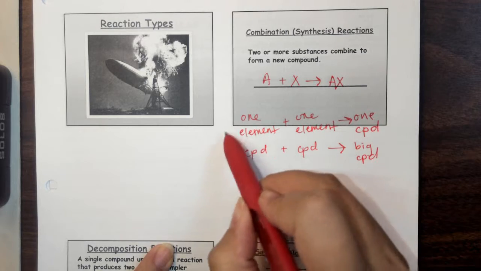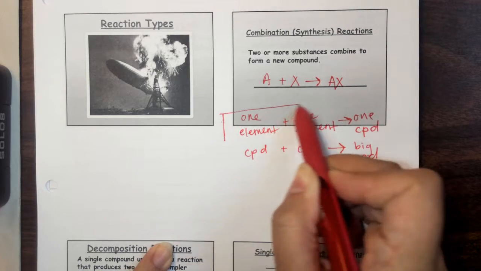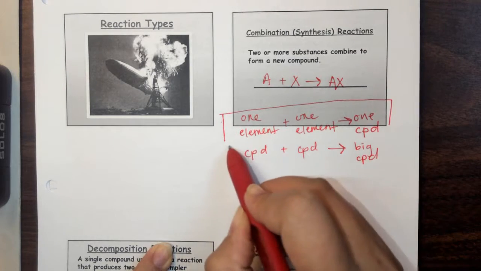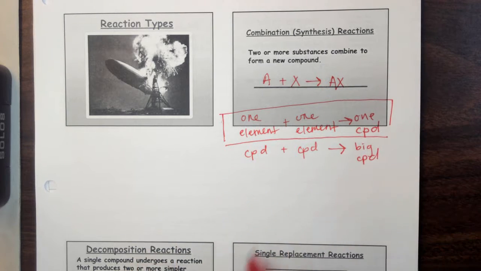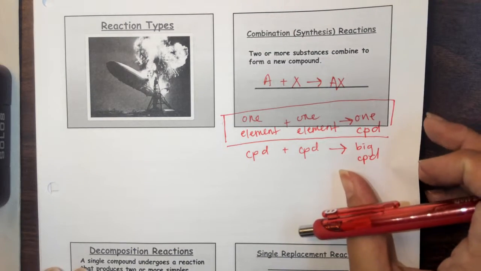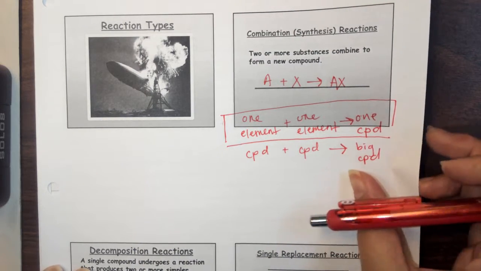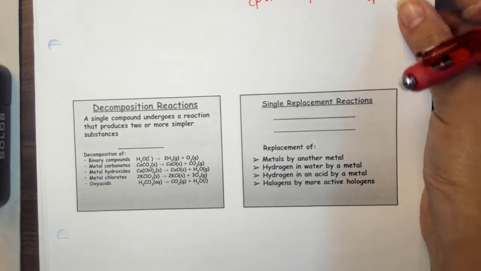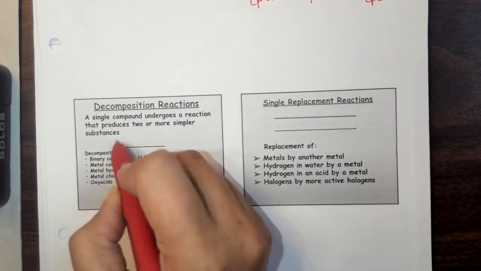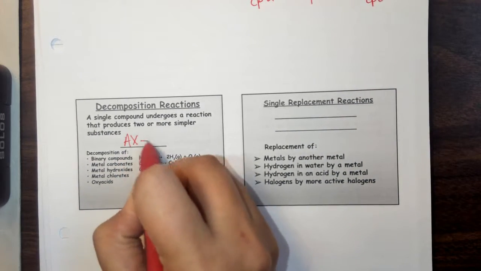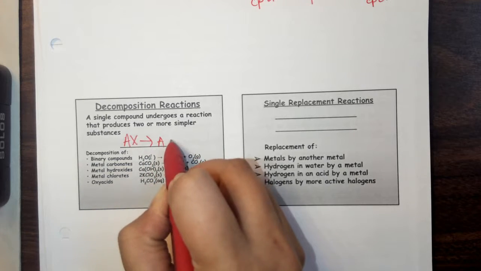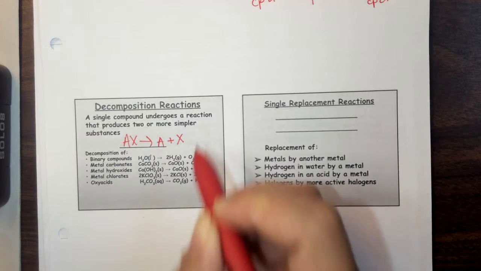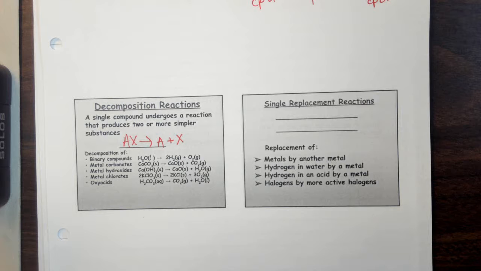You are going to see it in this class mostly like this, where you have one element added together to give you a larger element. This is fairly simple to identify. We don't practice it as much as we do the others. Then we have decomposition. Remember, it is the opposite of synthesis, so we're taking one compound and breaking it into 2 or more substances.